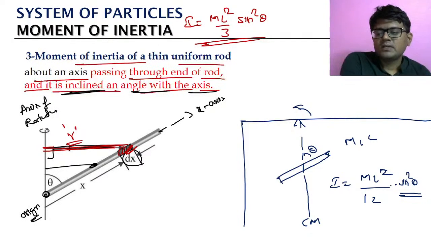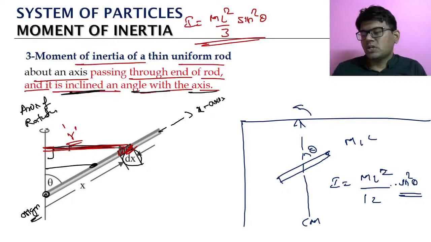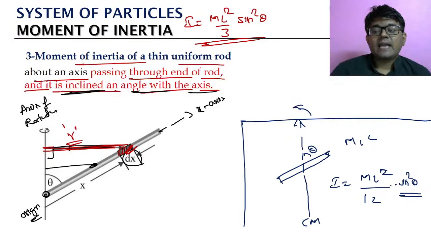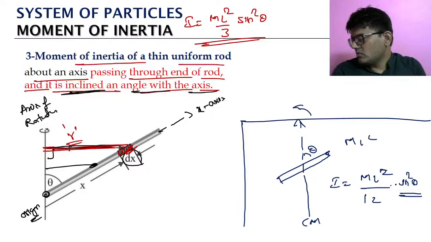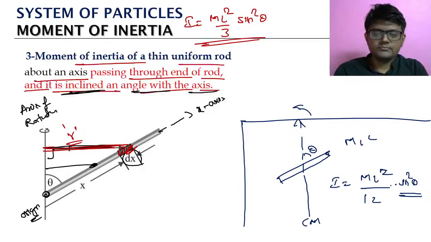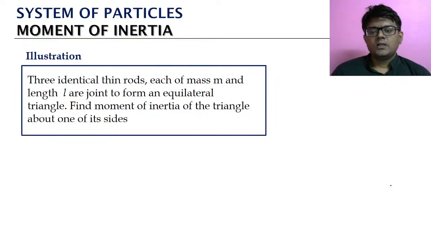Okay. So what will be the moment of inertia of the rod of mass m and length l about an axis passing through the center of mass and making an angle theta with the length of the rod? What is it? It will be ml square by 12 into sin square theta. Okay? So look at some examples based on that.